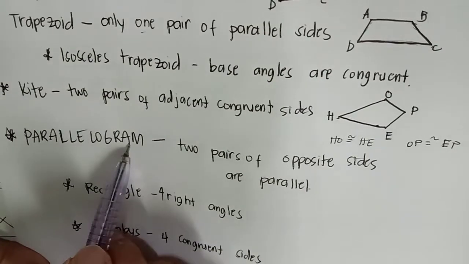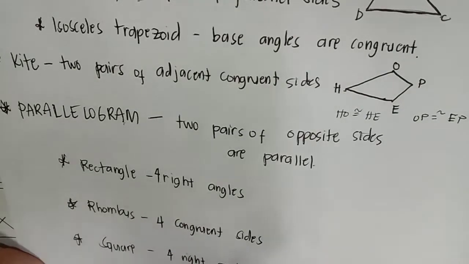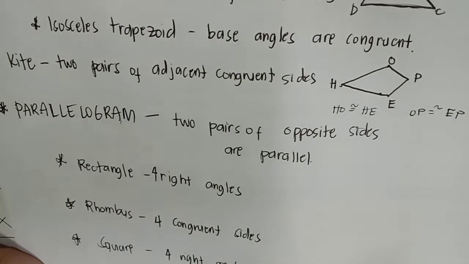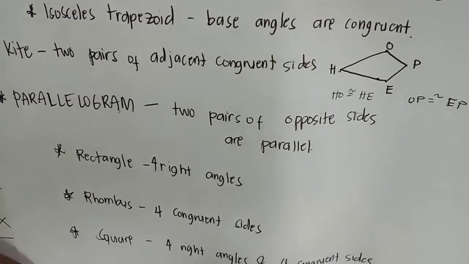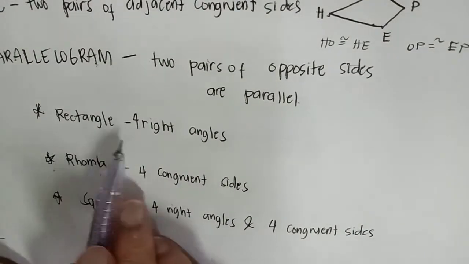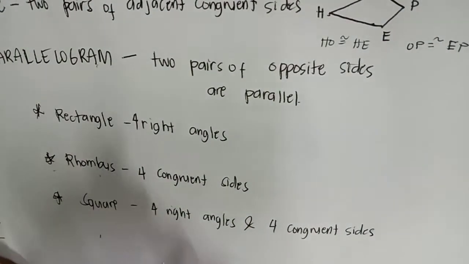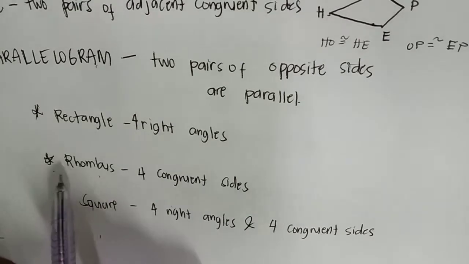Next is parallelogram. So, pag sinabi po natin parallelogram, that is 2 pairs of opposite sides are parallel. It means that yung bawat pair po ng side or opposite side po nila ay parallel sa isa't isa. So, under po niyan ay meron tayong tatlo: rectangle, rhombus, and square. Si rectangle po, nakaka-create po siya ng 4 right angles. And meron po siyang 2 pairs of opposite sides are parallel sa isa't isa.